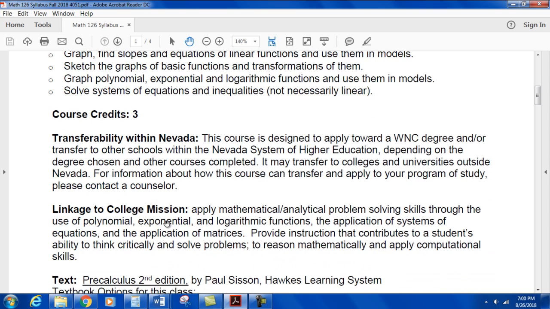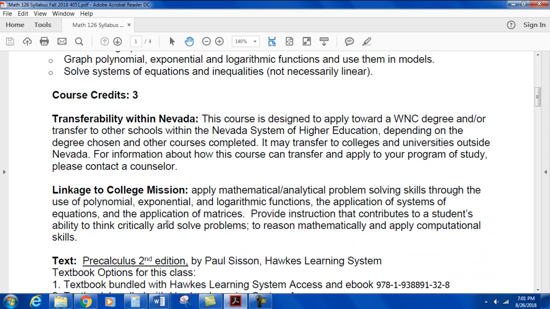It's a 3-credit course. Transferability within Nevada: this course is designed to apply toward a WNC degree and/or transfer to other schools within the Nevada system of higher education, depending on the degree chosen and other courses completed. It may transfer to colleges and universities outside Nevada. For information about how this course can transfer and apply to your program of study, please contact a counselor.